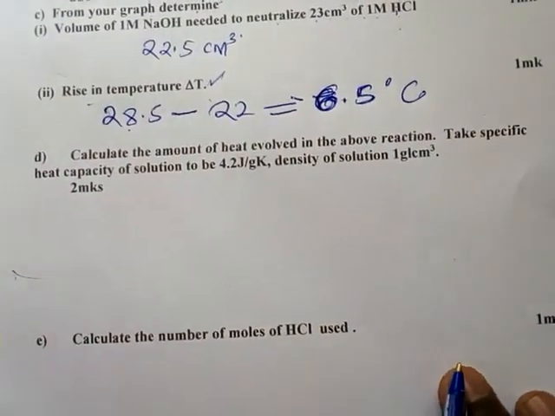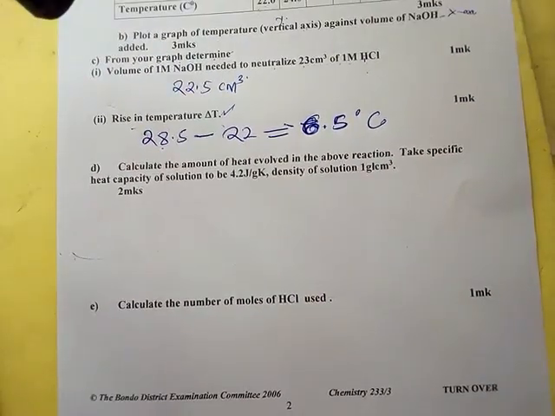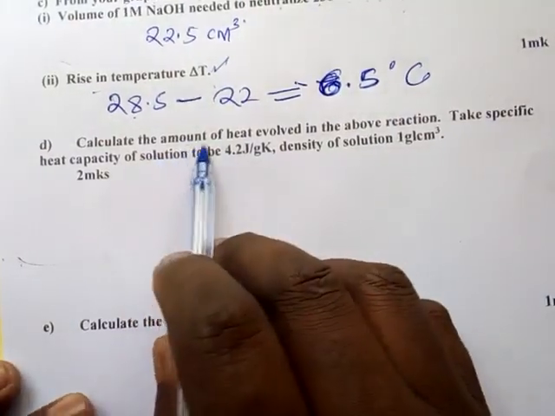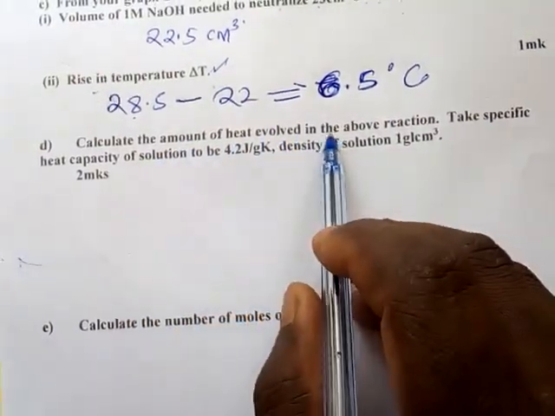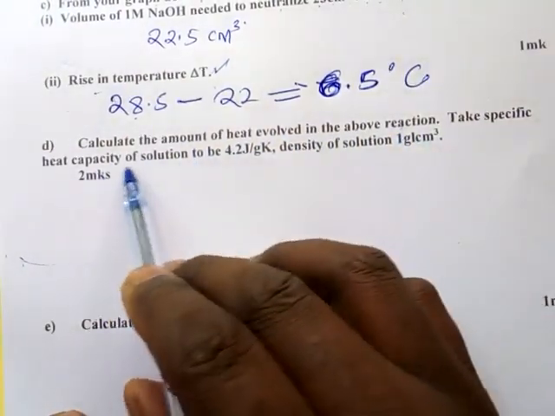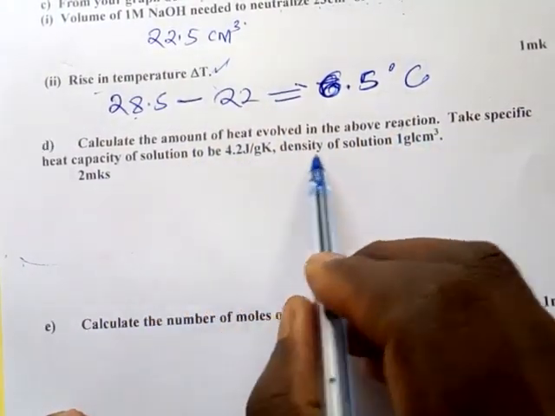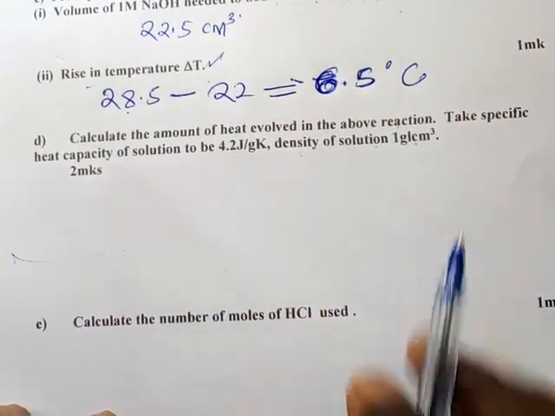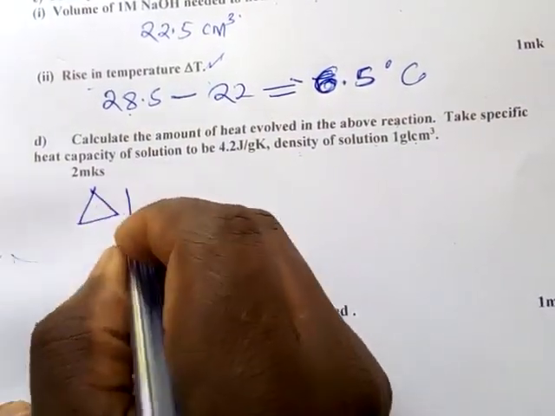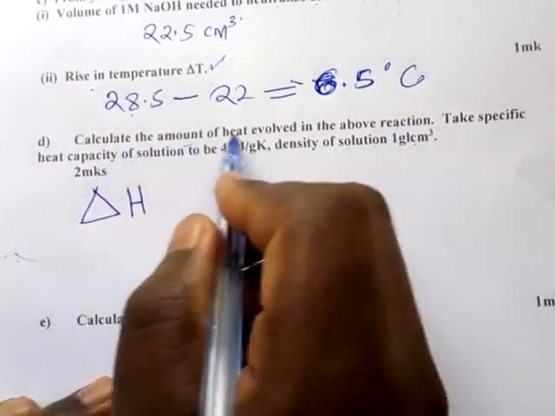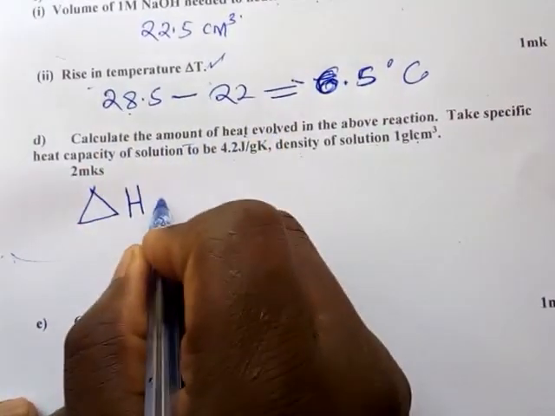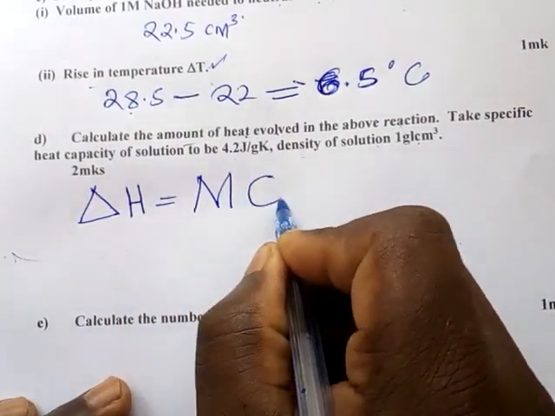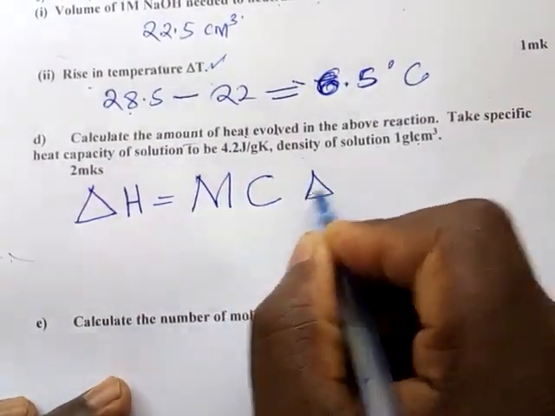Now calculate the amount of heat evolved in the above reaction. Take specific heat capacity of solution to be this, and the density of solution is this. So now we want to know heat change. Calculate the amount of heat evolved. So heat change is equal to mass of the solution times specific heat capacity times temperature change.